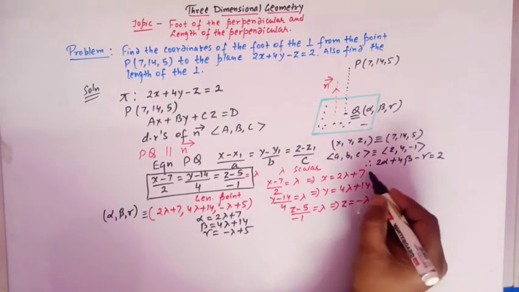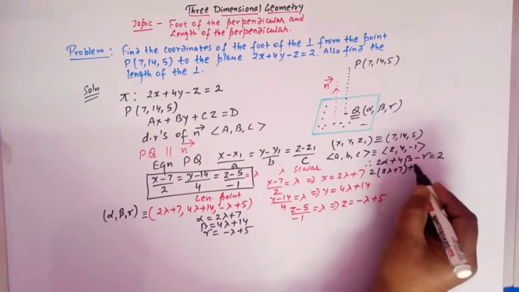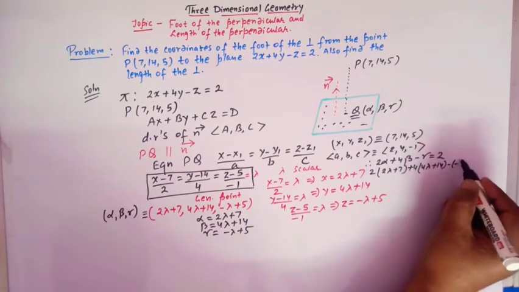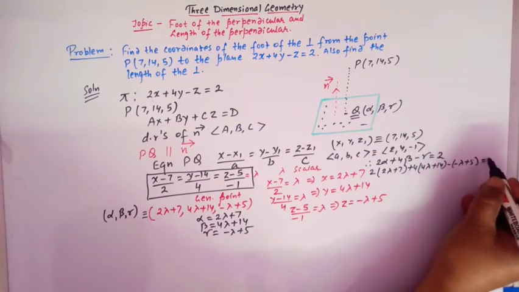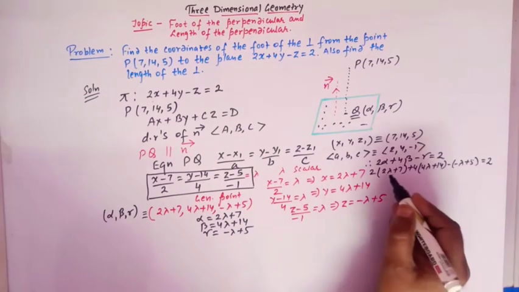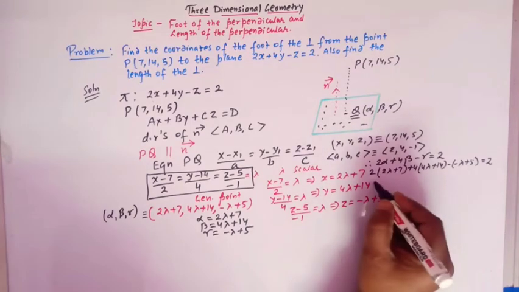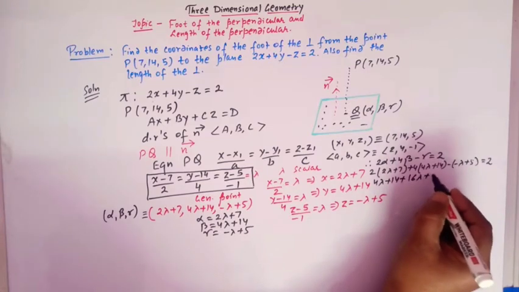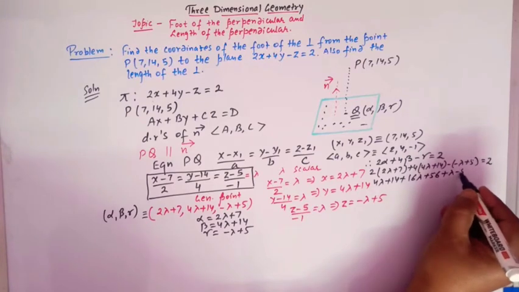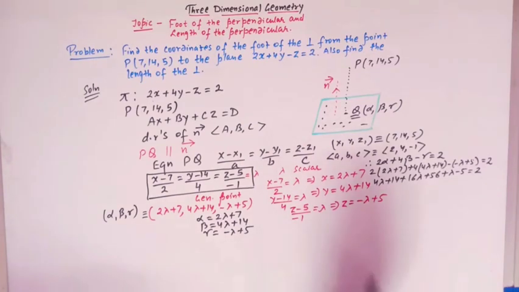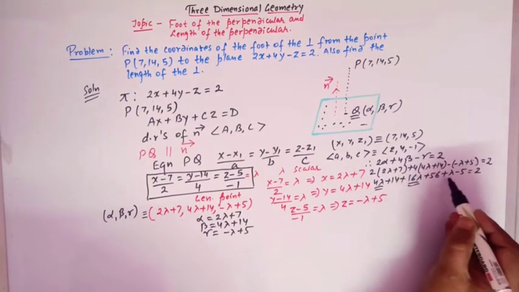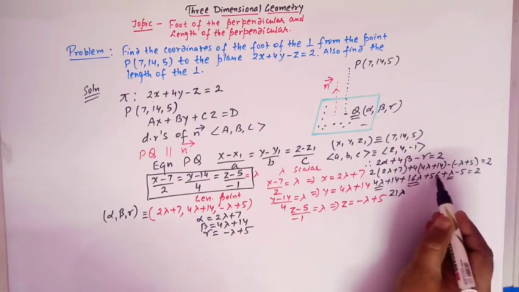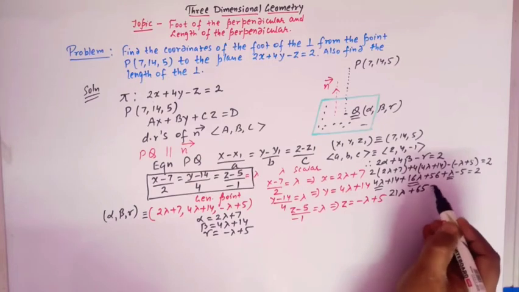Now alpha is 2 lambda plus 7 and beta is 4 lambda plus 14 and gamma is minus lambda plus 5, is equal to 2. Okay, now this is a linear equation in lambda. So we have 4 lambda plus 14, and here we have 16 lambda plus 56, and plus lambda minus 5 is equal to 2. Now we have 4 lambda, 16 lambda and lambda, so we have 21 lambda here, and 14 plus 56 is 70, 70 minus 5 is 65, that is equal to 2.